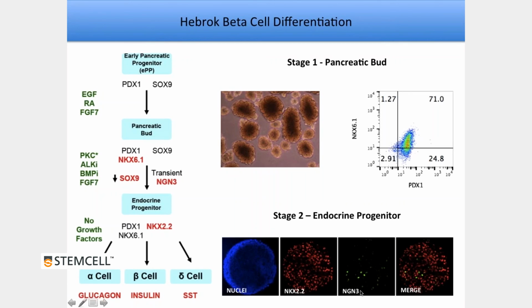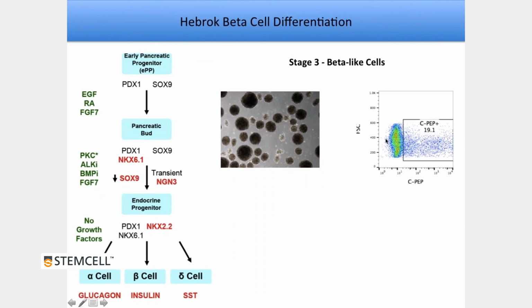So finally, at the end of stage 3, the spheres themselves have further condensed, and then around 20% of cells have gone on to express C-peptide, which is a proxy for insulin expression. So this is similar to the efficiency reported in the original paper from the Rock lab, as is the rather widespread insulin expression levels, which we see here.